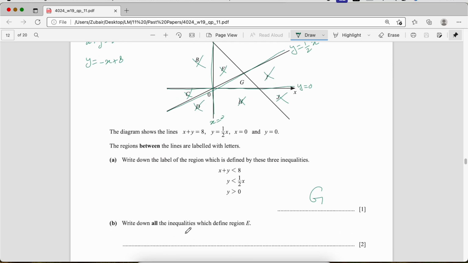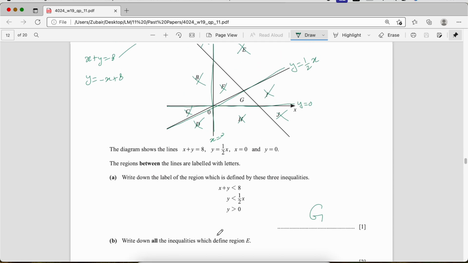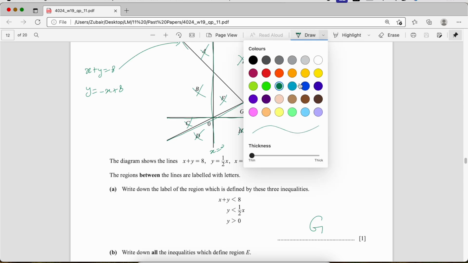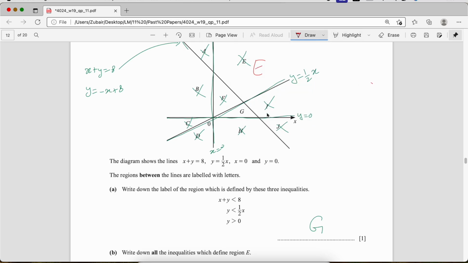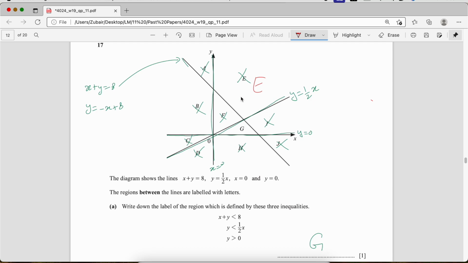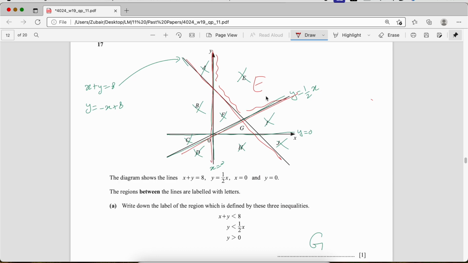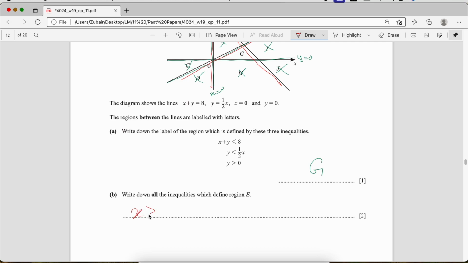B part says write down all the inequalities which define region E. So let me just highlight that. This is region E and this is one line, this is second line and this is third line, which actually make a border with this region E. So we need only these 3 lines and we can ignore y equals 0. So when I'm looking at this vertical line, x equals 0, E is to the right of it. So that's going to be x greater than or equal to 0.